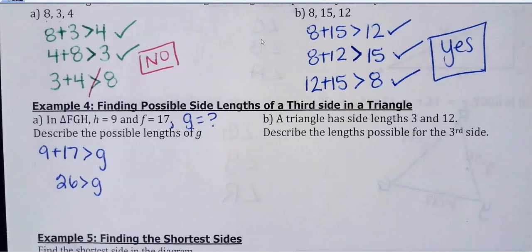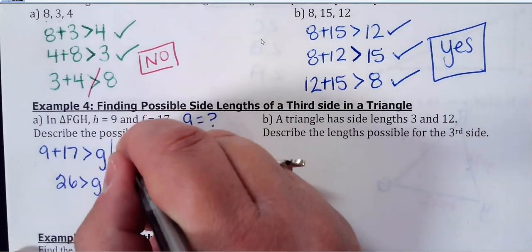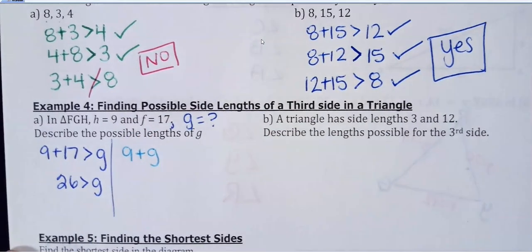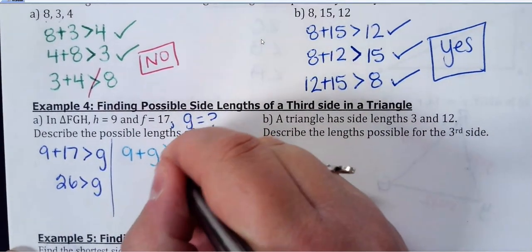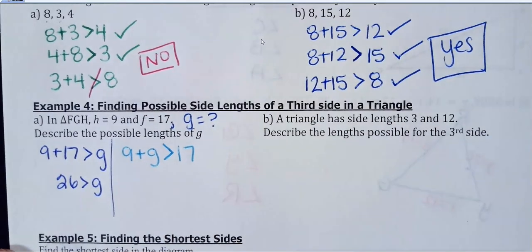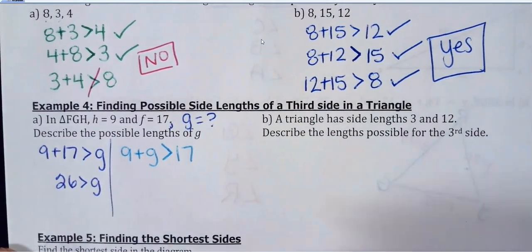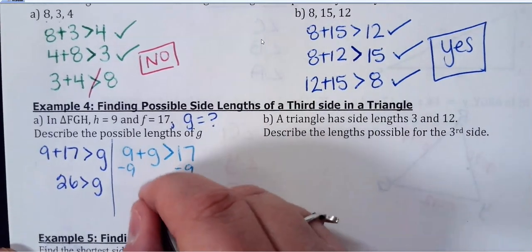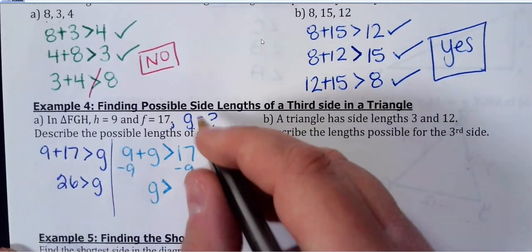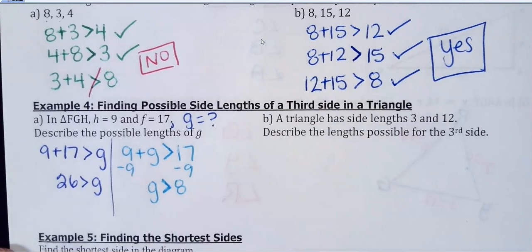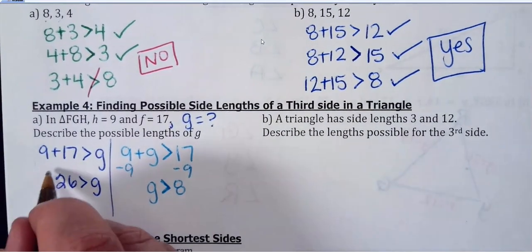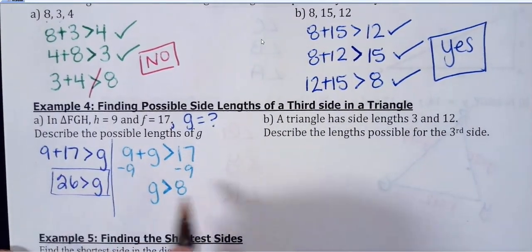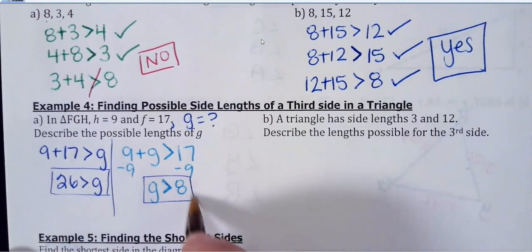And let's see what else I could do. We could do the 9 and the G. That would be two sides. It has to be bigger than the third side, which is 17. Now, for this inequality, I could actually just solve that real quick. I would have to subtract 9, so it's a little bit different than what we just looked at because I just added those together. This is going to give me 8. Okay, so side G has to be smaller than 26, but then this is saying it's bigger than 8.